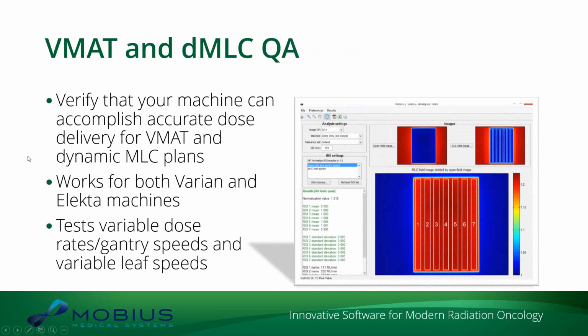VMAT and dynamic MLC QA. This is based on the Ling tests. Anyone who probably has a Varian machine with VMAT capabilities is familiar with the Ling test. These are some of the commissioning tests that are done, and these tests are recommended to be repeated on a monthly basis.